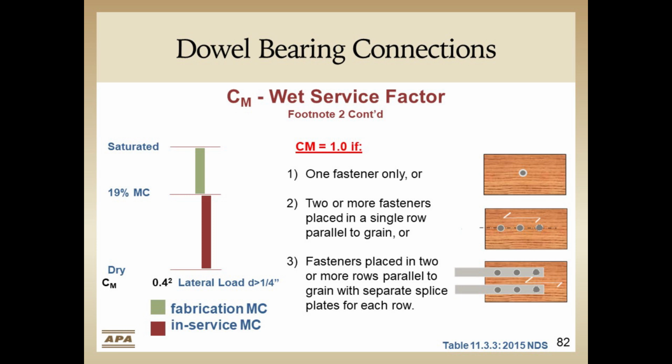The footnote number 2 continues to state that for all fasteners, C sub M equals 1.0 if there is only one fastener that you're considering, or two or more fasteners placed in a single row parallel to grain, or the fasteners are placed in two or more rows parallel to grain with separate splice plates for each row. So in this regard, there's additional relief that can be gained, but it requires an understanding of the condition when fasteners are installed, or in the anticipation of the conditions when fasteners are installed, and how they will be in dry use service.